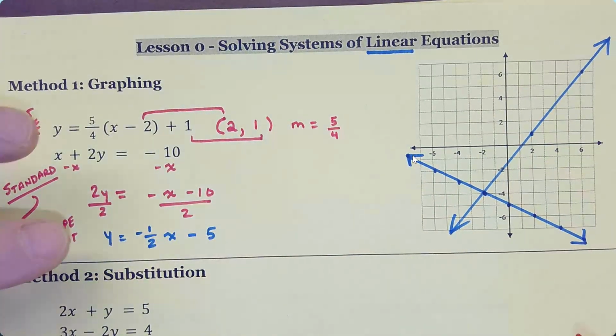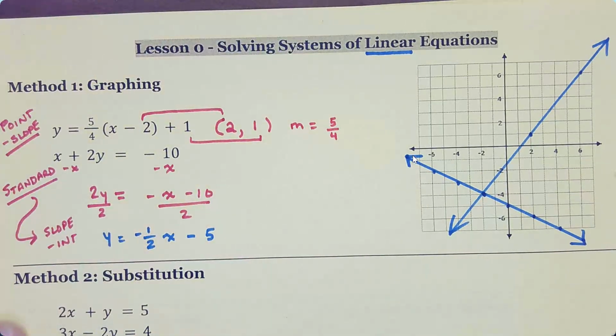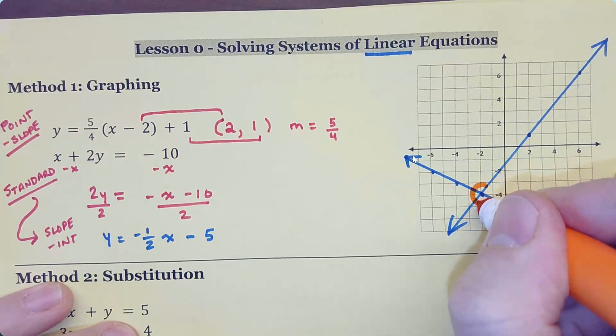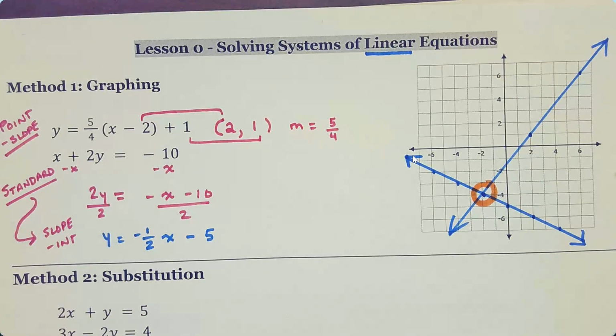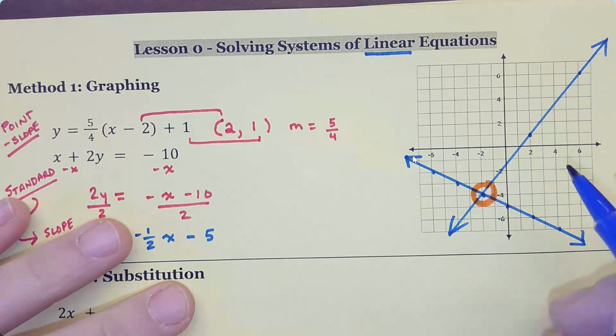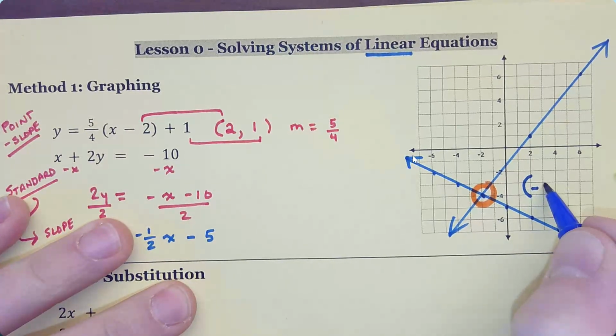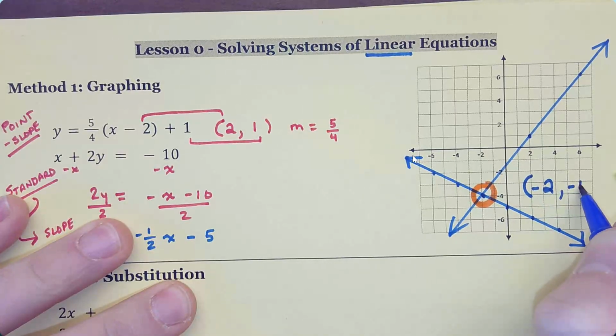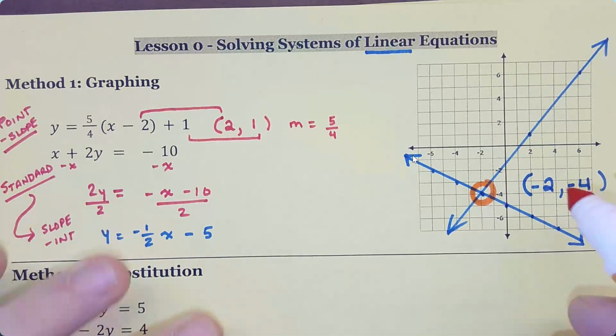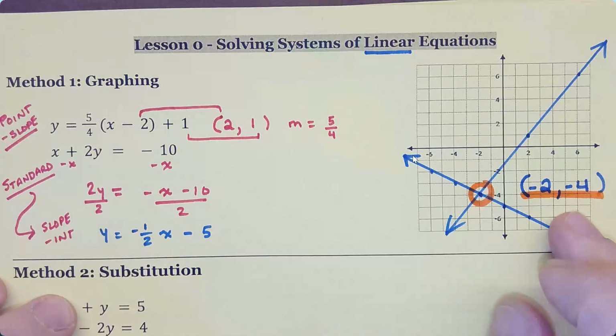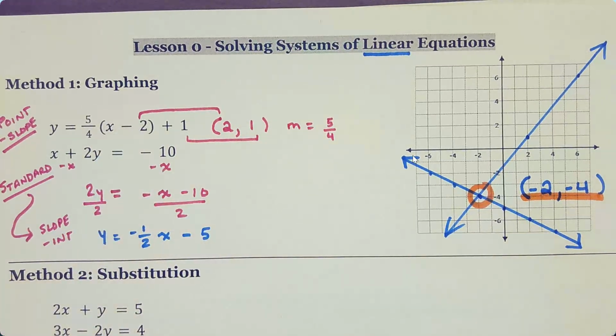They have different slopes from each other, and so that means they are going to intersect, and they intersect right at that point right there. And that point is negative 2, negative 4. So this is the solution to our system. This is the point that is on both of these lines.